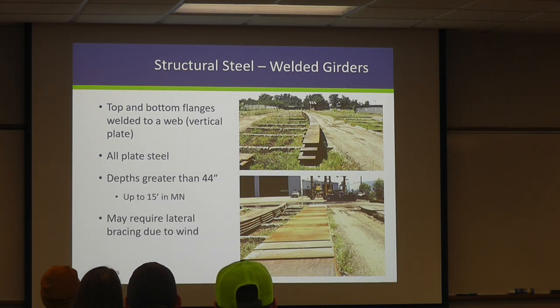And this allows us to go to depths greater than 44 inches. The tallest section I've been involved with in Minnesota has been 15 feet. So you can get big chunks of steel that we can shape into a variety of different depths. They're going to come out as these flat plates. You can see it's situated in the yard. And then we can optimize where we need more thickness because you can weld these together, whereas a rolled shape is just one consistent shape and one consistent thickness.